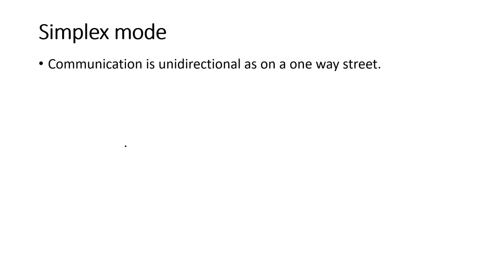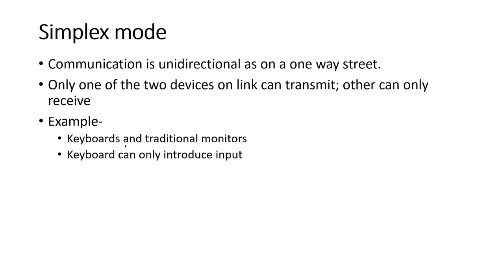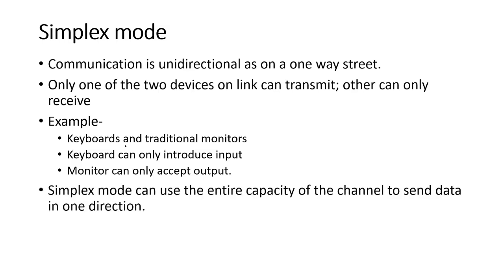First one is simplex mode. In simplex mode, communication is unidirectional, as on a one-way street. That is like one-way traffic. In this mode, only one of the two devices on the link can transmit, and the other can only receive, meaning it is either sender or receiver. For example, keyboards and traditional monitors. A keyboard can only introduce input as one-way communication, and a monitor can only accept output, which is also one-way communication. Simplex mode can use the entire capacity of the channel to send data in one direction.